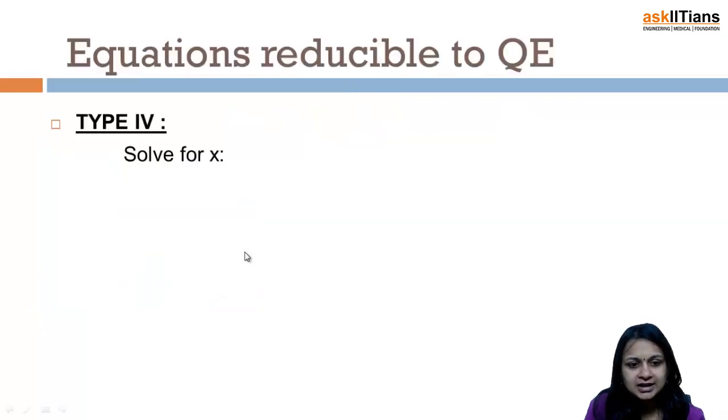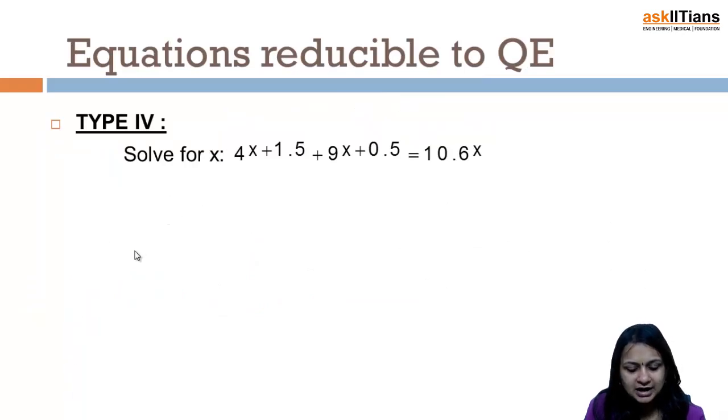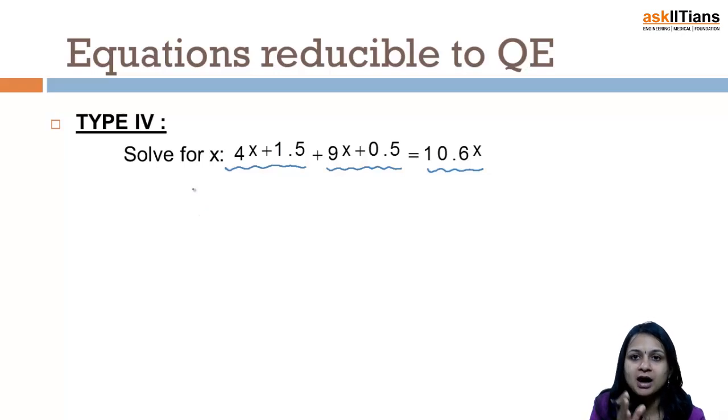Let's move to the next type. So here you can see that we have something in powers which is not looking like quadratic equations, but if we try to analyze it: 4 raised to the power x plus 1.5, plus 9 raised to the power x plus 0.5, equals 10 into 6 raised to the power x. What I should do is, I should try to take the powers with the variable separately and powers with the integers or any real number separately.